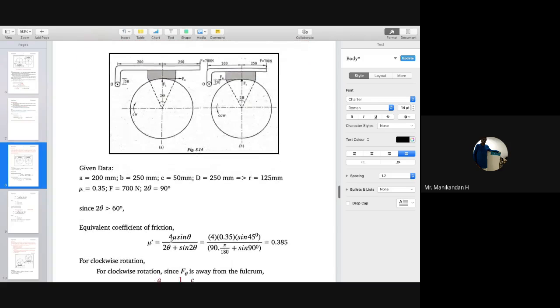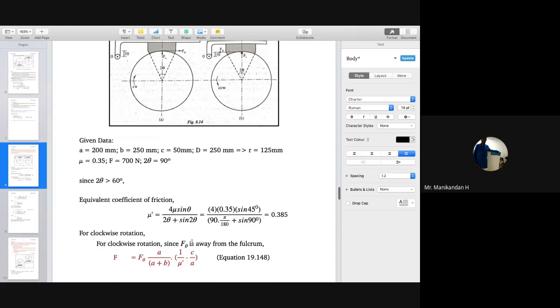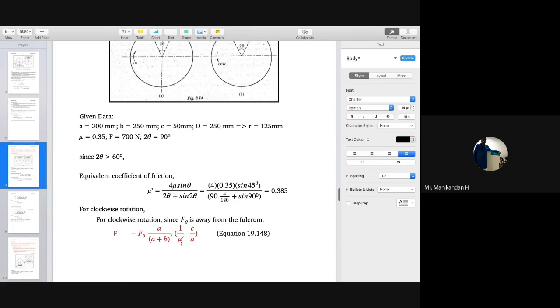So the first step is to find the equivalent coefficient of friction using this formula: mu dash equals 4 mu sin theta divided by (2 theta plus sin 2 theta). So 4 into mu is 0.35 into sin theta, 45 degrees, divided by 2 theta, which is 90 in degrees, so convert to radians if you want to substitute an angle, 90 into pi by 180, plus sin 2 theta, so sin 90. Substituting all these numbers, we get mu dash equal to 0.385. This is the equivalent coefficient of friction, so wherever mu is there, you have to use mu dash hereafter.